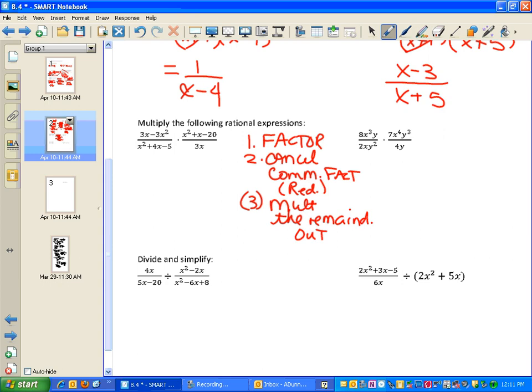I'll show you what I mean. We're going to multiply what's left: numerator times numerator, denominator times denominator. So this first fraction's numerator, how do I factor that? 3x, 1 minus x. What's this denominator factor to? Times. What's this factor to? And my denominator stays 3x.